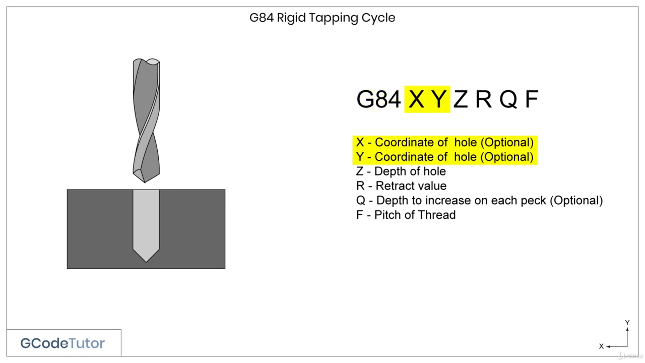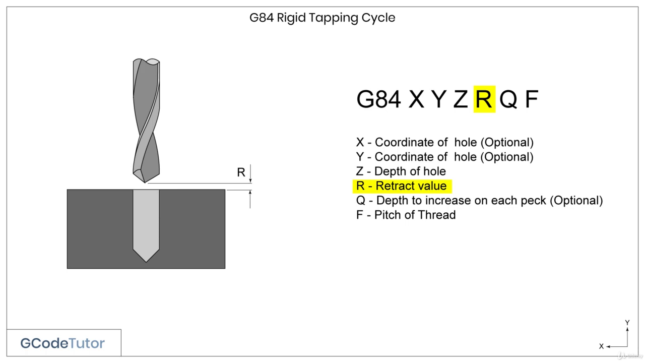Similar to the other can cycles we use for drilling, we have the option of adding an X and Y coordinate here. This is the position of our first hole that we wish to tap. The Z value defines how deep we wish our thread to go. Bear in mind, most taps have a small lead in on the front of the tap. This has to be allowed for when we're deciding how deep we want our tap to go into the material.